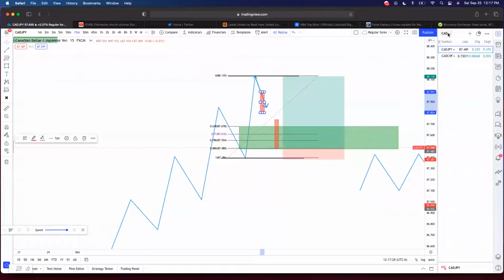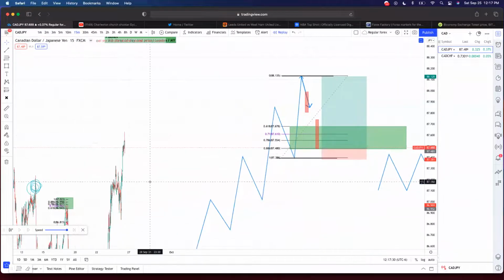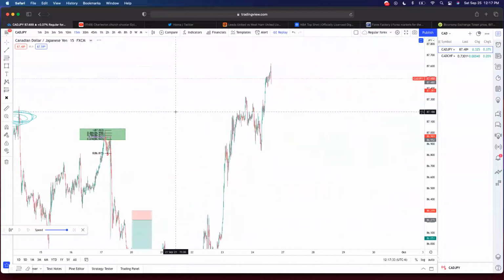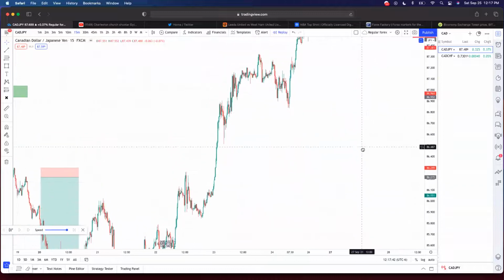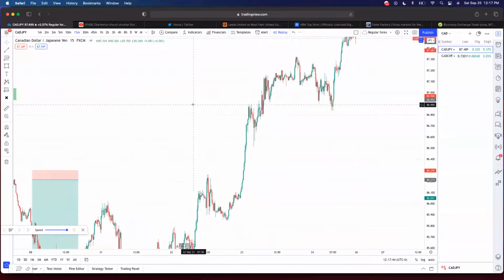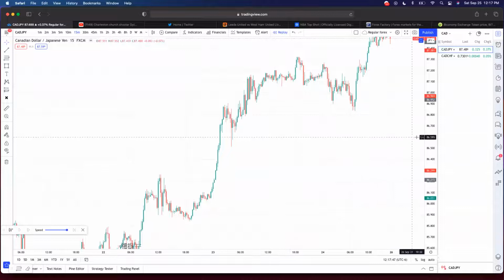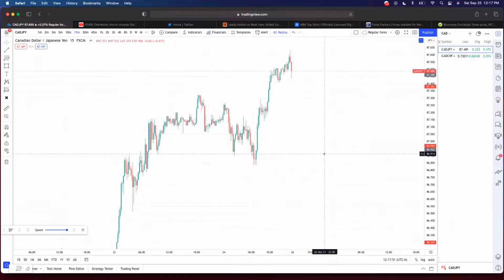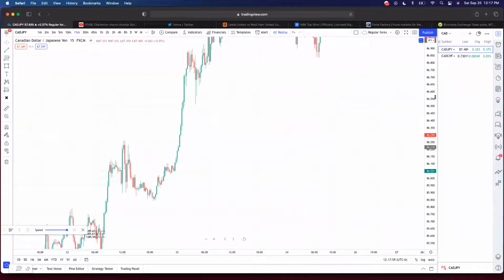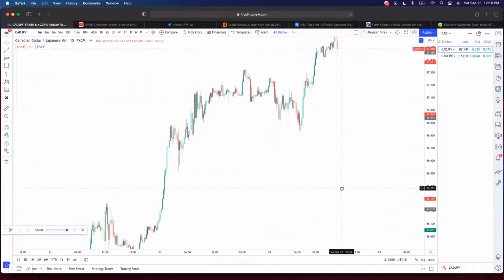But let's go on the chart. You can even do it right here on CAD JPY. So we're going to do body to body on the fib. There are different ways of drawing fibs. We're going to do body to body. So right here, you guys can see, okay.